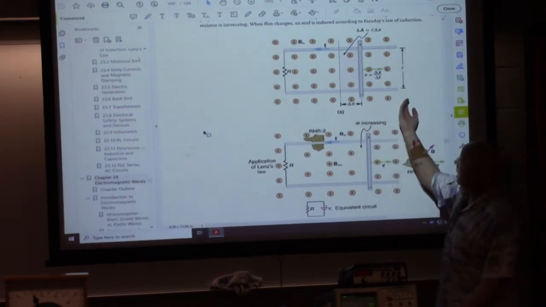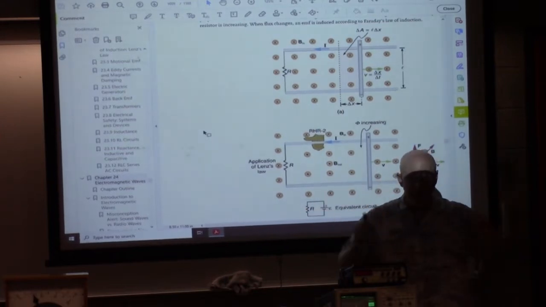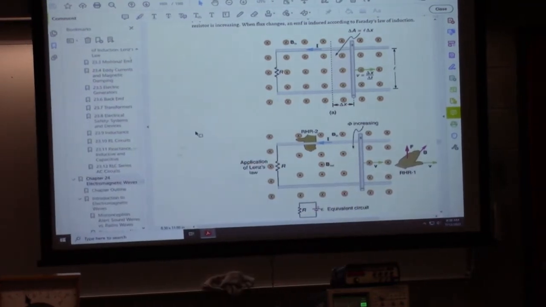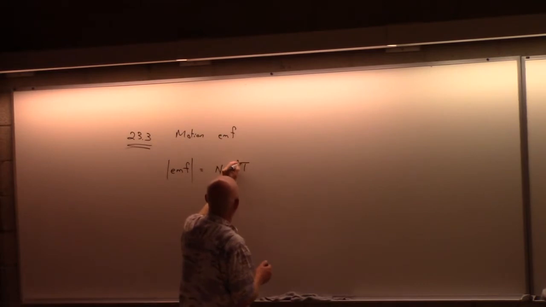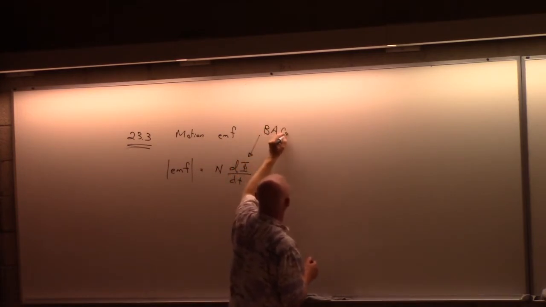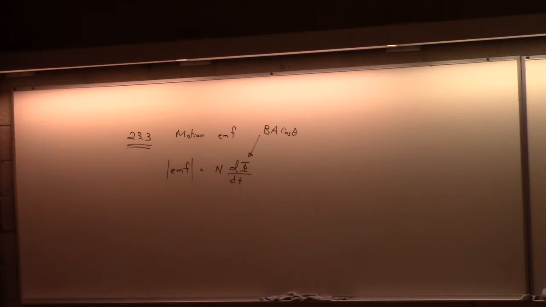So if there's a magnetic field going into the screen, then as this metal bar moves out, wouldn't there be more and more flux in this rectangle? Remember, the change in flux, so maybe I'll put it here, EMF magnitude is equal to N times the change in flux with time. And remember, the flux is the magnetic field, the area, and the angle. So anything that changes the magnetic field, anything that changes the area, anything that changes the orientation would then be a change in flux.